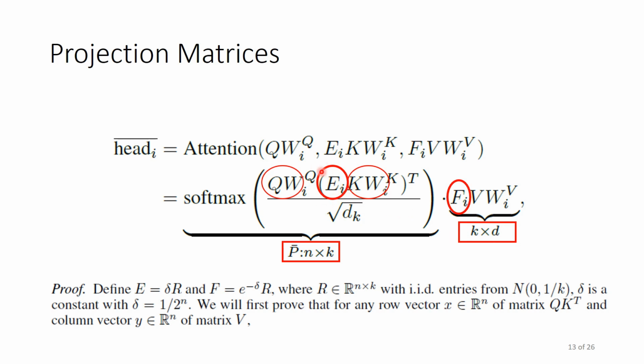How do they define these projection matrices E and F? They define it like this: E is sigma times R, and F is basically minus sigma times R, where R is basically independently and identically distributed entries from this, and sigma is just a constant like this. And as far as I understand, these values are not learned anymore. So these matrices are not learned.